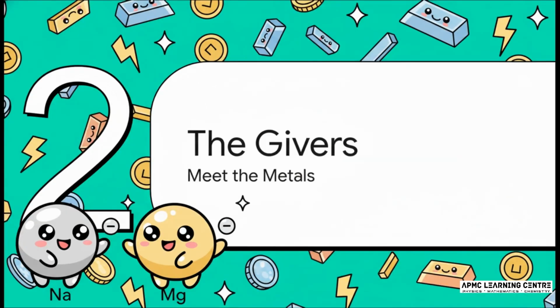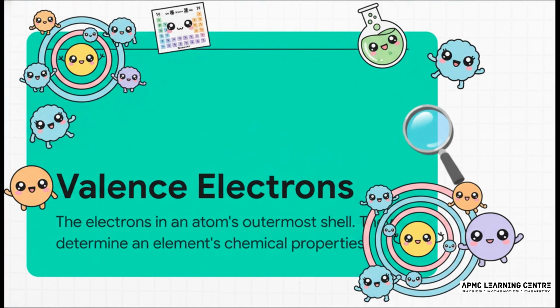All right, let's kick things off on the left side of the table. This is metal territory. Our first stops are sodium and magnesium, and these guys are textbook metals. They're shiny, they conduct electricity, and most importantly, they've got a very particular way of doing things. They're givers. Now, to really get why they're givers, we absolutely have to talk about valence electrons. These are, without a doubt, the most important electrons an atom has. They're the ones on the very outside edge in the outermost shell, and they're responsible for literally all the action, how an element behaves, what it bonds with. It all comes down to these guys.